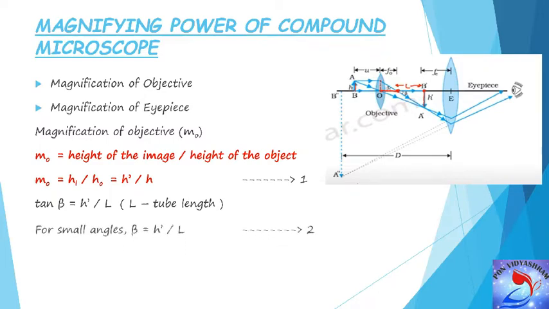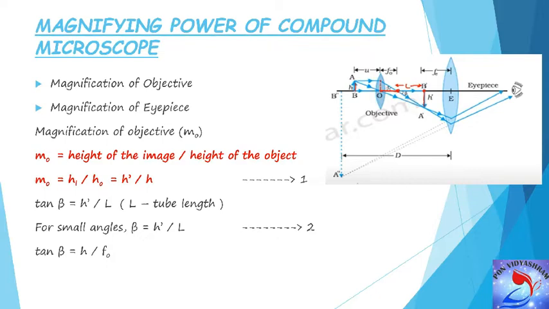So for small angles we can write beta is equal to H dash by capital L. This is the second equation. Then, in a similar way, for finding the height of the object, again where the angle is being formed there. So I have just marked it in a red line. You can see almost the height is the same, so I didn't mark it. You can just see it.